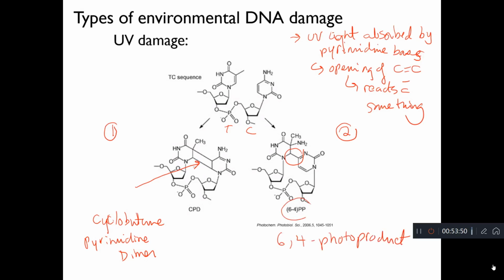Or in other words, a 6,4 pp. So UV light absorption, ring opening, reaction with an adjacent pyrimidine has 2 possible outcomes. One is the cyclobutane pyrimidine dimer, where you can form 2 new bonds, and then the other is a 6,4 photoproduct, where there's only a single carbon bond between the 2.